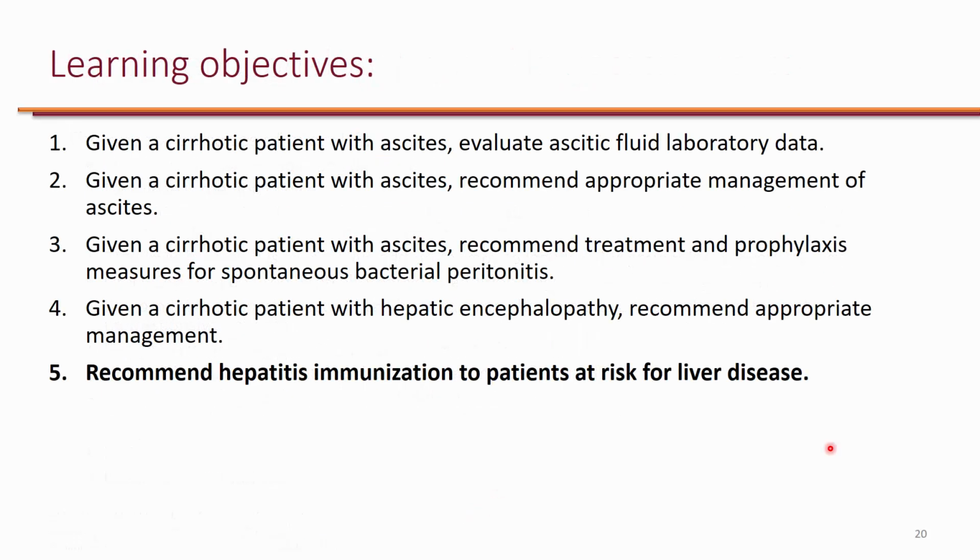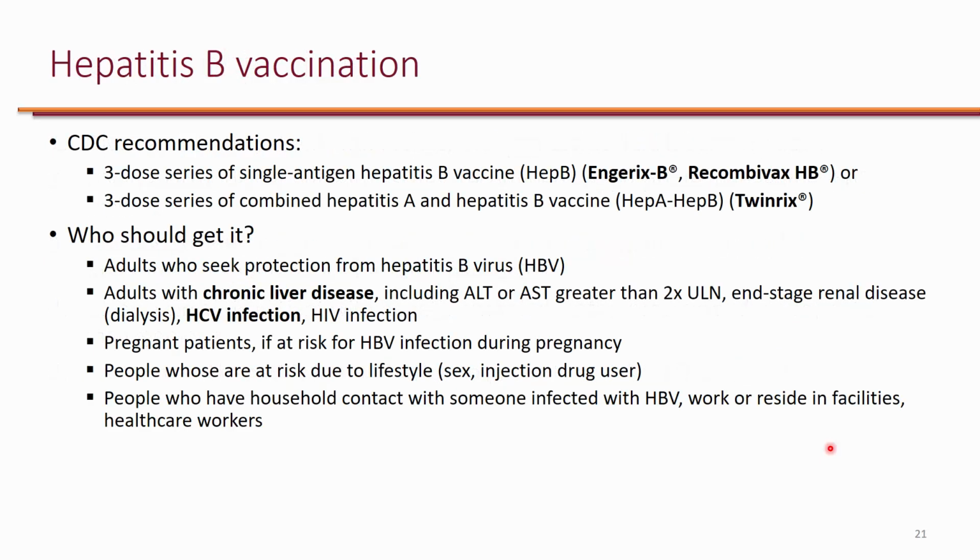The last learning objective is to recommend hepatitis immunization to patients at risk for liver disease. So of course, hepatitis B is the most common preventable infection that can lead to cirrhosis. The CDC actually recommends a 3-dose series of single antigen Hep B, and we have 2 different products for it, Engerix-B and Recombivax HB, or a 3-dose series of the combination of Hep A and Hep B. The combination product is called Twinrix. So anytime there's Hep B in it, you need a 3-dose series.